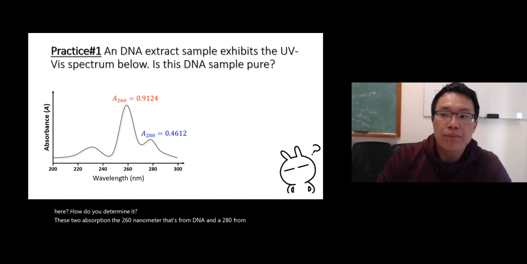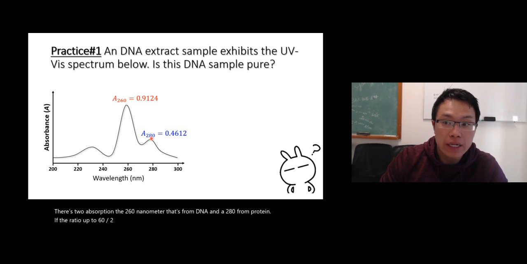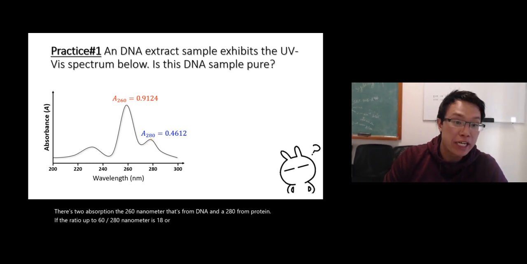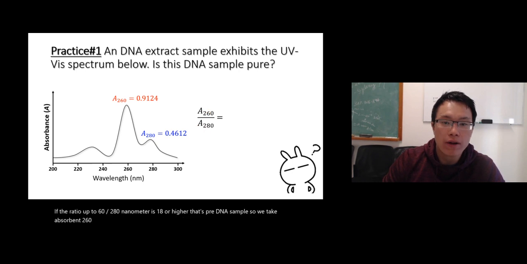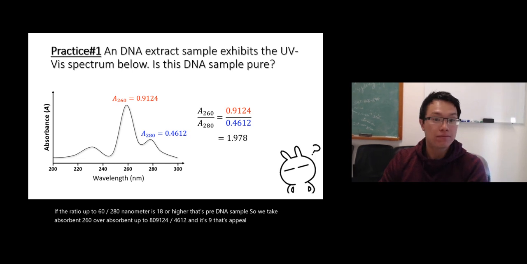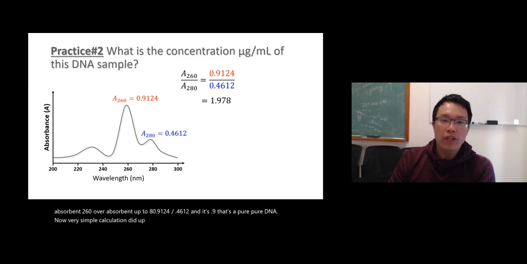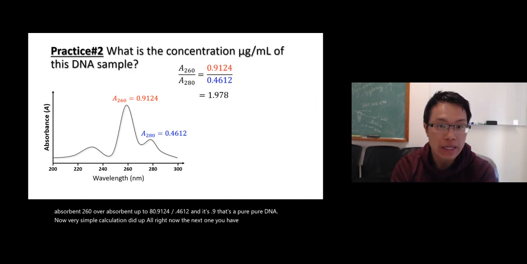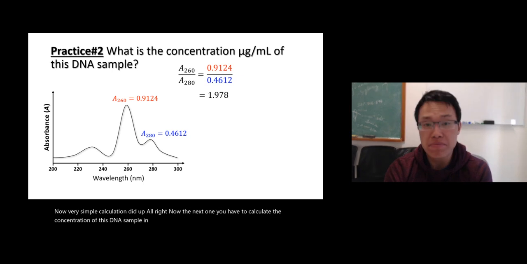Okay, if the ratio of 260 over 280 nanometer is 1.8 or higher, that's a pure DNA sample. So we take the absorbance at 260 over the absorbance at 280, 0.9124 over 0.4612, and that's about 2.0. That's a pure DNA. Now, very simple calculation, see that? All right. Now, for the next one, you have to calculate the concentration of this DNA sample in micrograms per milliliter.